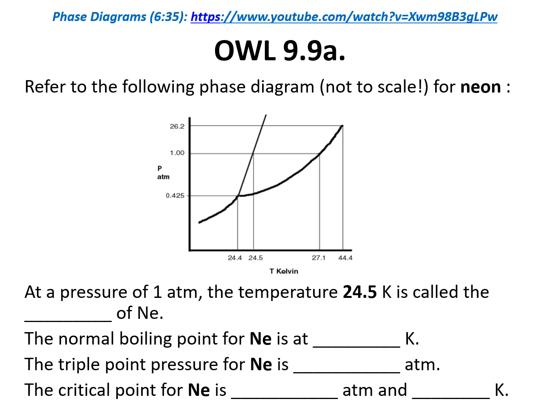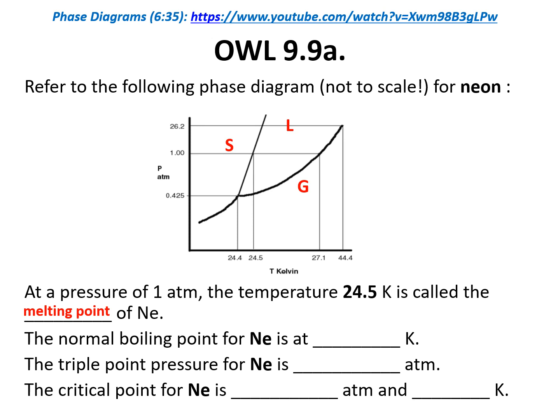OWL 9.9. Refer to the following phase diagram, not drawn to scale, for neon and answer these questions. At a pressure of 1 atmosphere, the temperature, 24.5 Kelvin, is called the what of neon? So I'll move along the graph. I find 1 atmosphere on the y-axis, and then I move to the right until I get to 24.5. At 24.5 Kelvin and 1 atmosphere, you are sitting right on the melting curve, the line between solid on the left and liquid on the right. So when you're right on that line, you are at the melting point of neon.